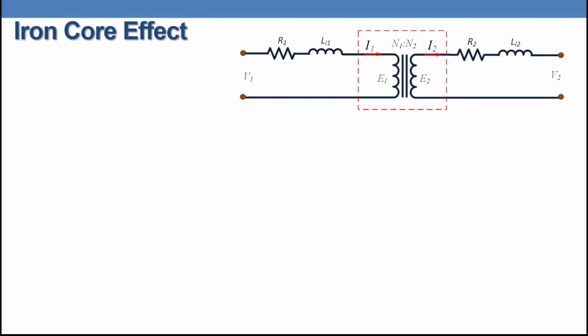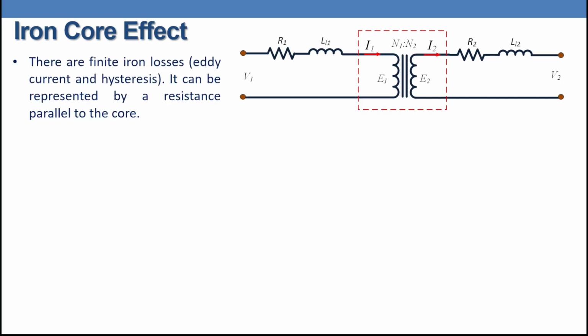In the previous two slides, we covered the primary and secondary winding resistances and leakage inductances. What about the iron core? We noticed that you put that as something like an ideal transformer. Definitely the core is not ideal and has a specific B-H curve. So please refer back to video number 5 in the magnetic circuits course, where I explained in detail what eddy current and hysteresis are. So there are finite iron losses here, and they can be represented by a resistance parallel to the core.